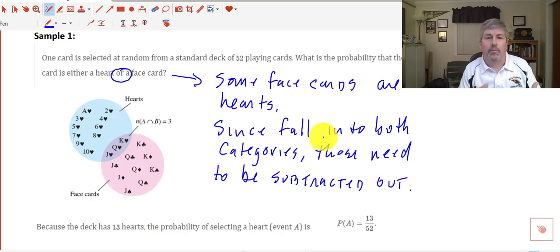Some of you that play cards a lot may know right away, well, wait a minute. Some of our face cards are hearts. It could be both a heart and a face card. We've got a Venn diagram over here on the left where they list all of the cards that are hearts. And in another set, they list all of the cards that are face cards. And sure enough, we've got an overlap here. The king, queen, and jack of hearts are both hearts and face cards. They fall into both categories. So those will need to be subtracted out to find an accurate probability.